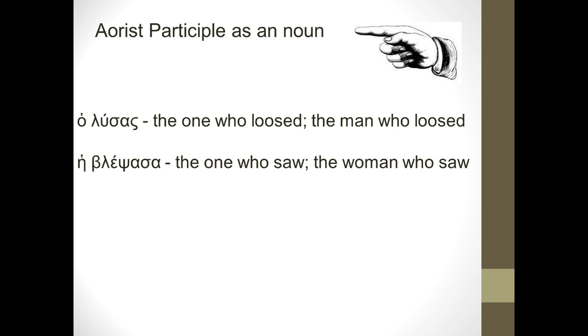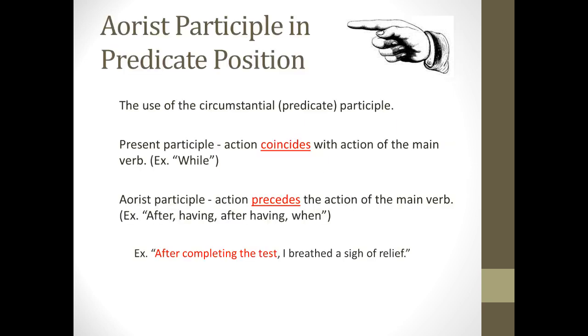Doing the very same thing in the next sentence, we have he blepsasa: the article is feminine singular nominative, and the participle is an aorist active participle, feminine singular nominative. We can translate this as either the one who saw or the woman who saw.